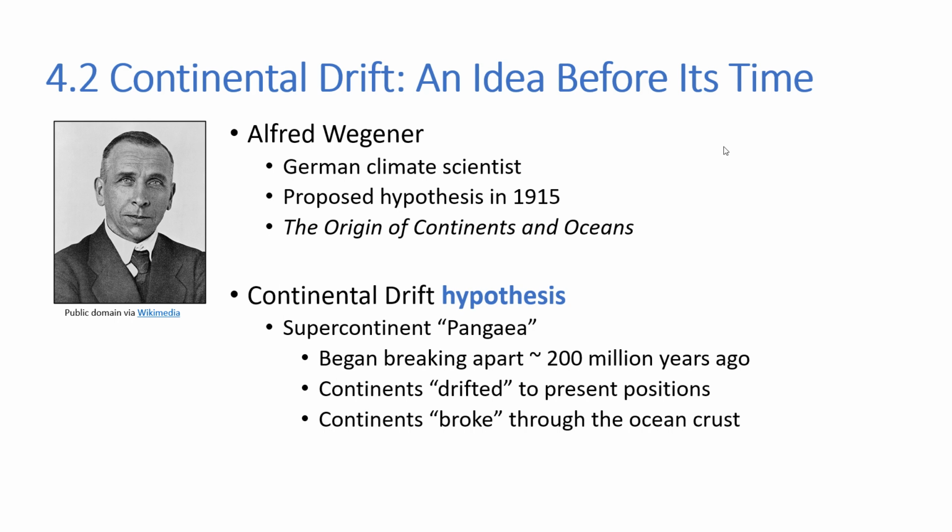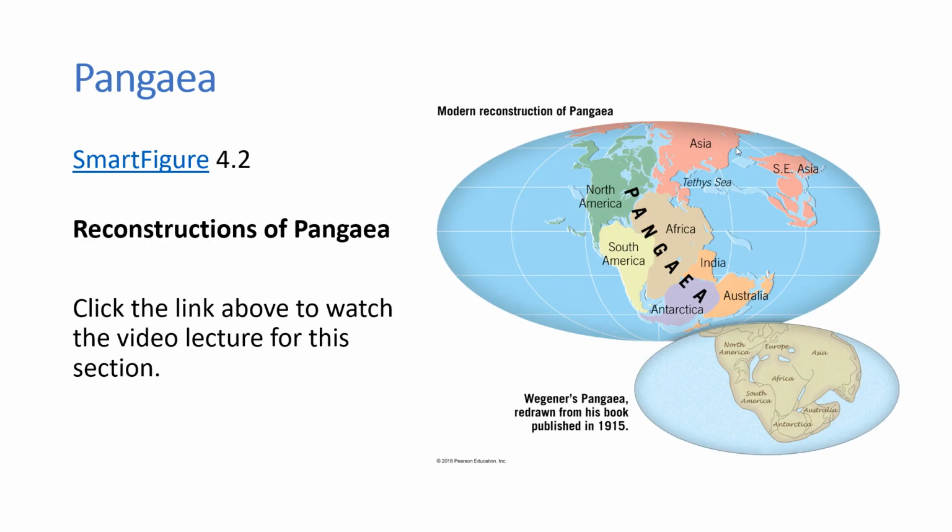Alfred Wegener was able to collect a lot of evidence for this idea of a supercontinent of Pangaea, but couldn't really explain how the continents would have moved from one location to another. He proposed that perhaps the continents broke through the ocean crust somehow. The continents would have broken through the ocean crust in order to move from Pangaea to today's positions.